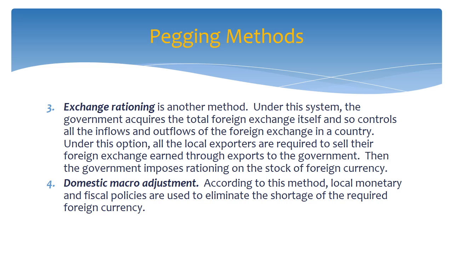Under this option, all the local exporters are required to sell their foreign exchange earned through exports to the government. Then the government imposes rationing on the stock of foreign currency. 4. Domestic macro adjustment. According to this method, local monetary and fiscal policies are used to eliminate the shortage of the required foreign currency.